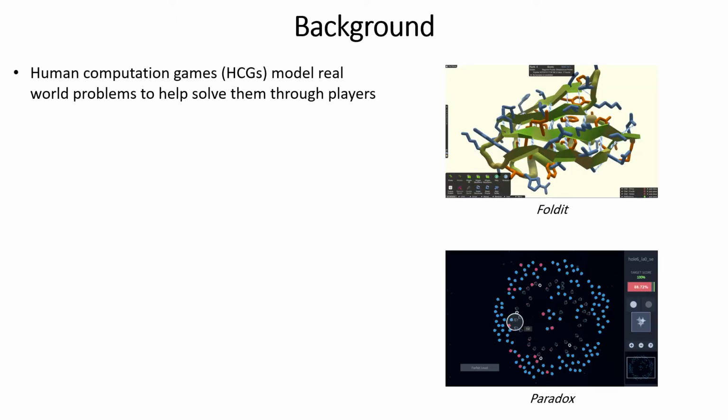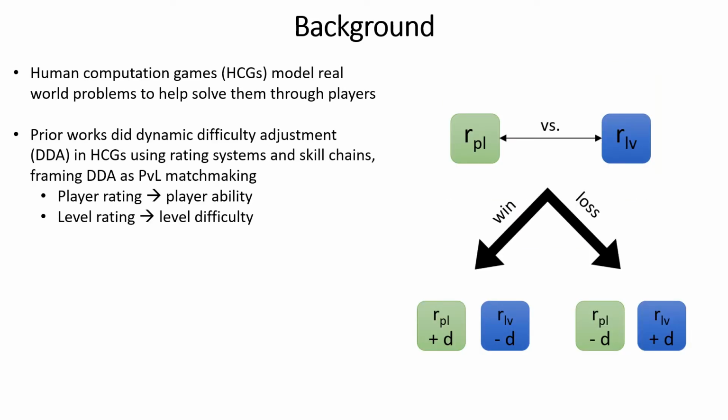So, human computation games, or HCGs, are games whose levels model real-world problems in order to help have them solved by using the collective abilities of players. Games such as Foldit, where levels model protein folding, or one of the games that we used in this work, Paradox, where levels model constraint satisfaction problems, are some examples of games in this category. And performing dynamic difficulty adjustment in these types of games is hard because you can't really modify the levels, because then you run the risk of breaking the connection with the underlying problem that you're trying to solve.